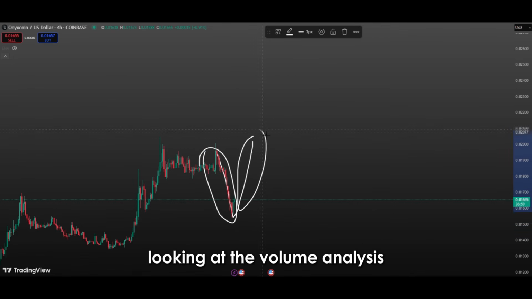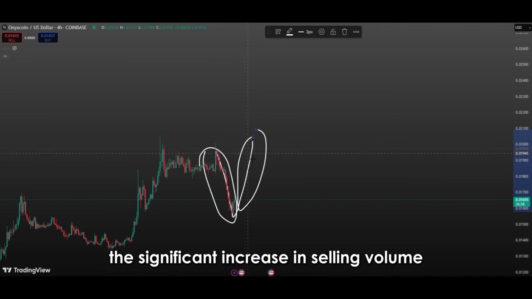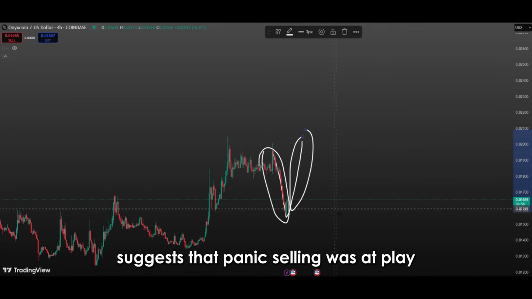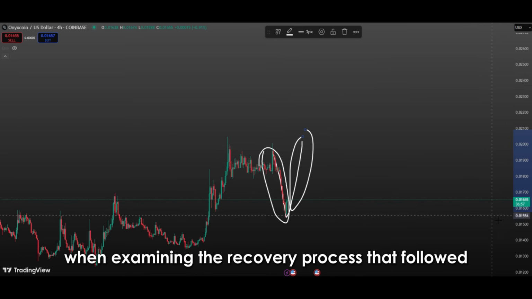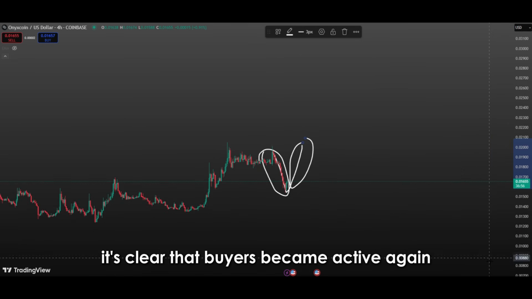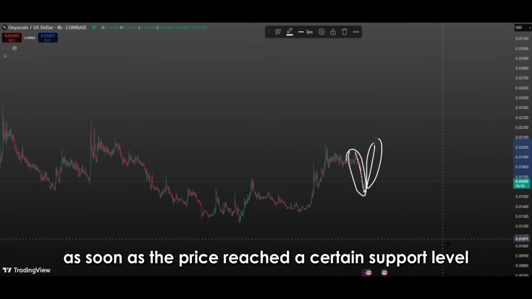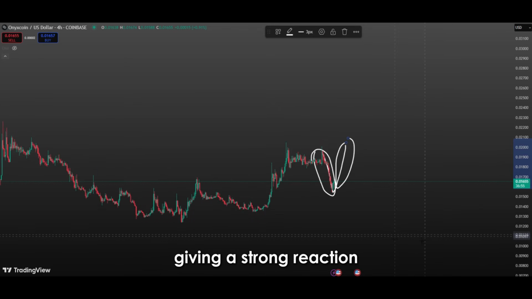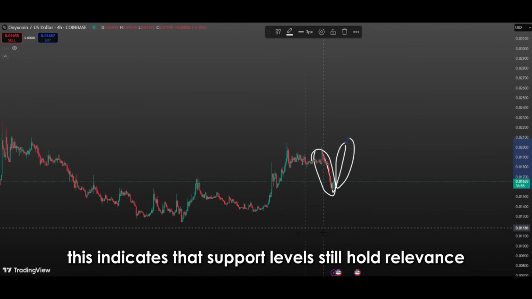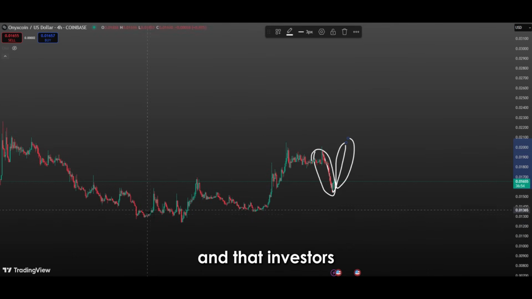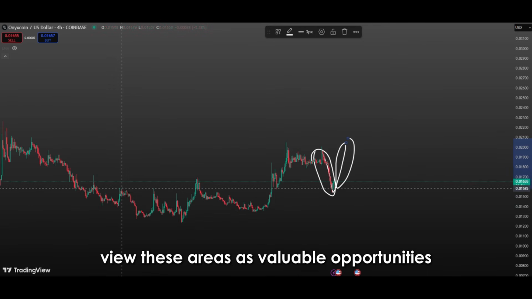Looking at the volume analysis, the significant increase in selling volume during this drop suggests that panic selling was at play. However, when examining the recovery process that followed, it's clear that buyers became active again as soon as the price reached a certain support level, giving a strong reaction. This indicates that support levels still hold relevance and that investors view these areas as valuable opportunities.